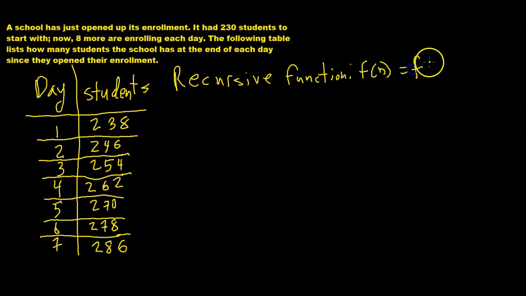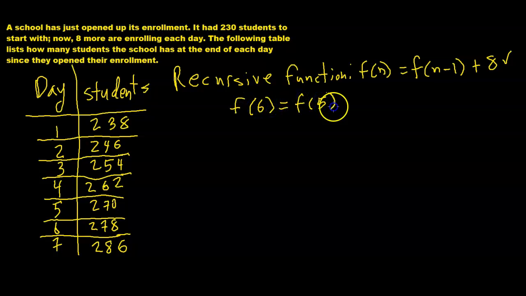you take f of n minus 1 plus the common difference here, which would be 8, right? For example, if we wanted to find, let's say, f of 6, we'd need to find f of 5 plus 8, right? We can look at our table and see that f of 5 is equal to 270, and we can add the common difference 8, we'll get 278, just like we have in reality, okay?